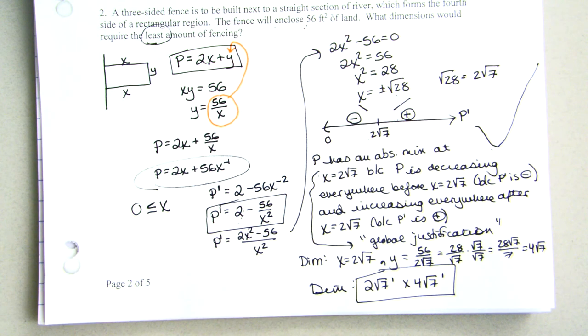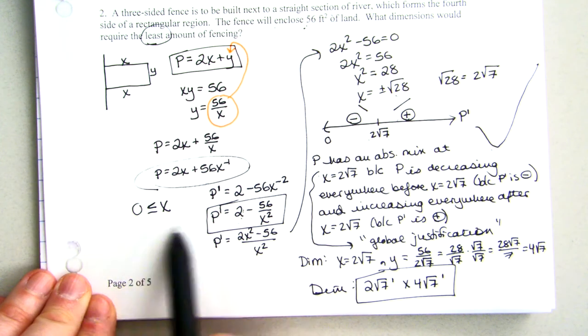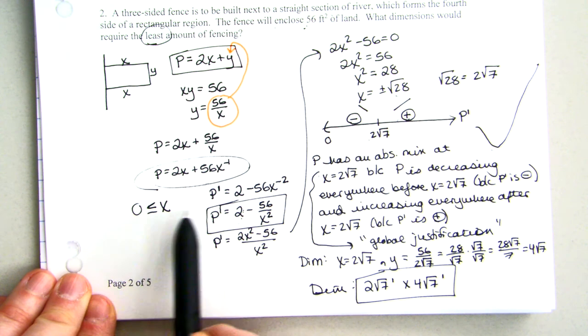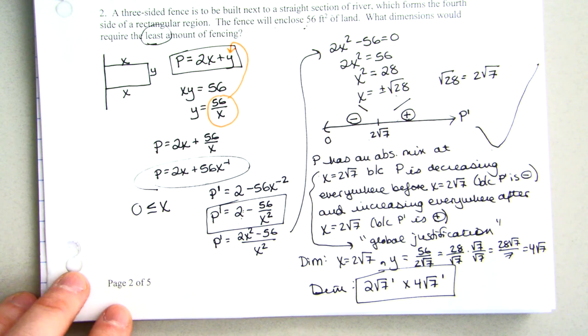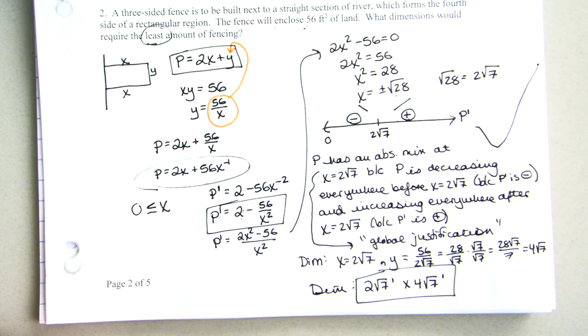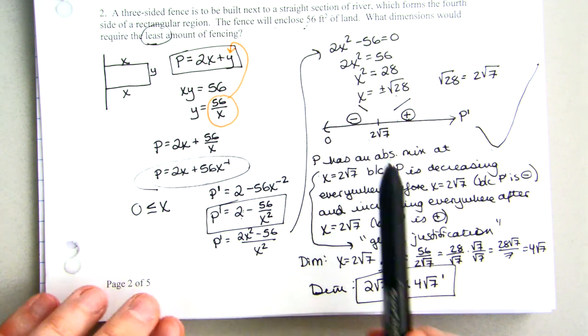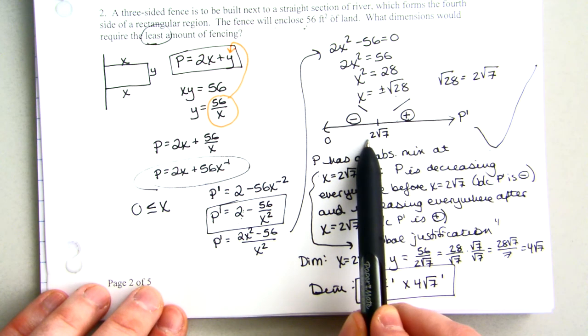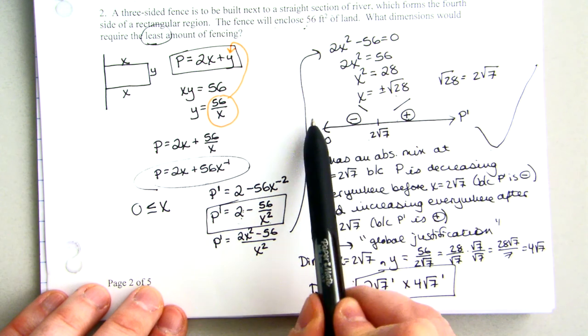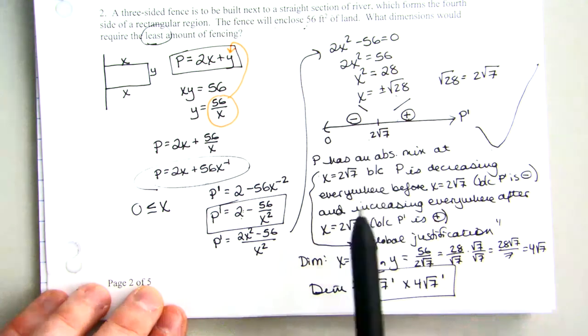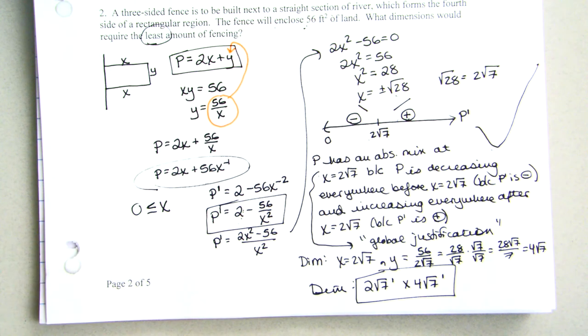When I do not have a domain that's a closed interval with bounds on either side, we can't use the candidates test. The only way we can try to justify an absolute max or min is by using this global justification. And for this to work, I'm really allowed only one critical value, and for my signs to change at that critical value, so I can say we're decreasing everywhere before and increasing everywhere after, or the opposite to justify an absolute max. We'll see this in a few other examples moving forward.